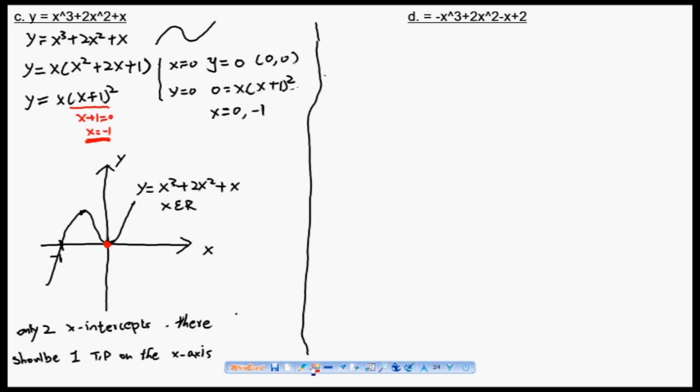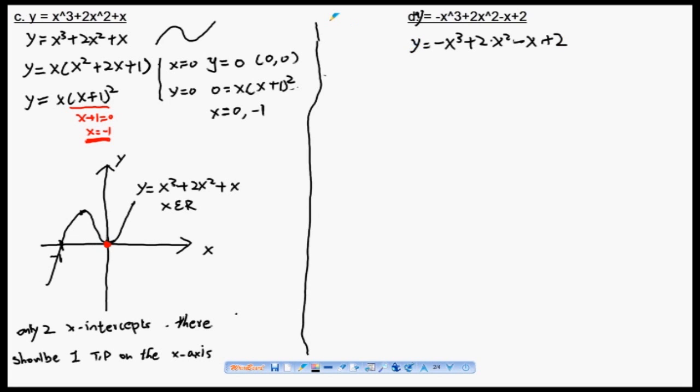Let's look at question D. I just rewrite the question first. y equals minus x cubed minus 2 times x squared minus x plus 2. Sorry, I missed one term. Now we have to factorize it.